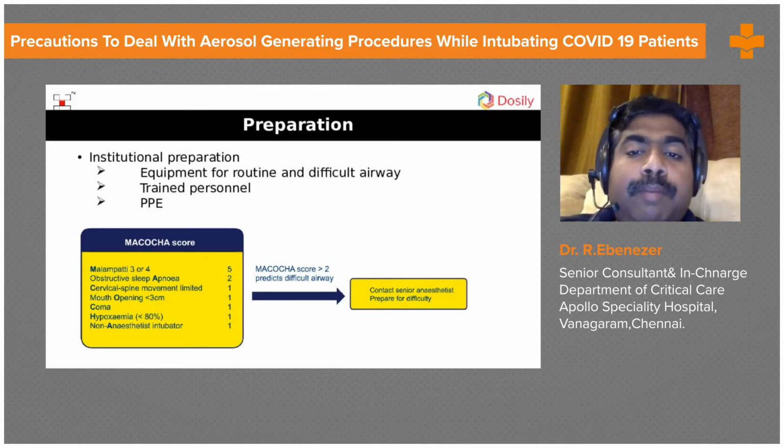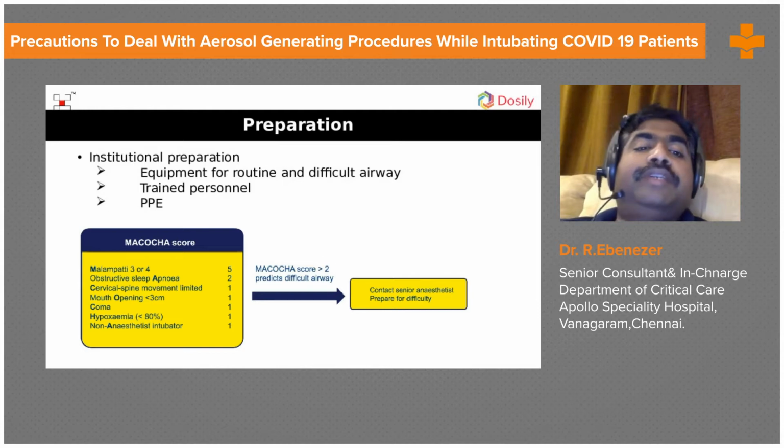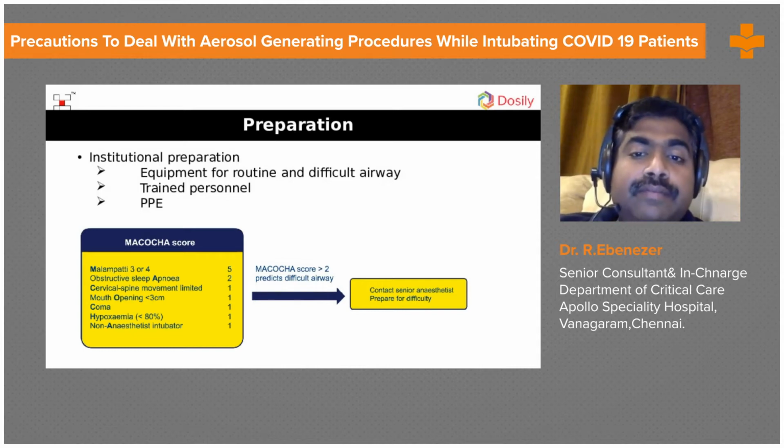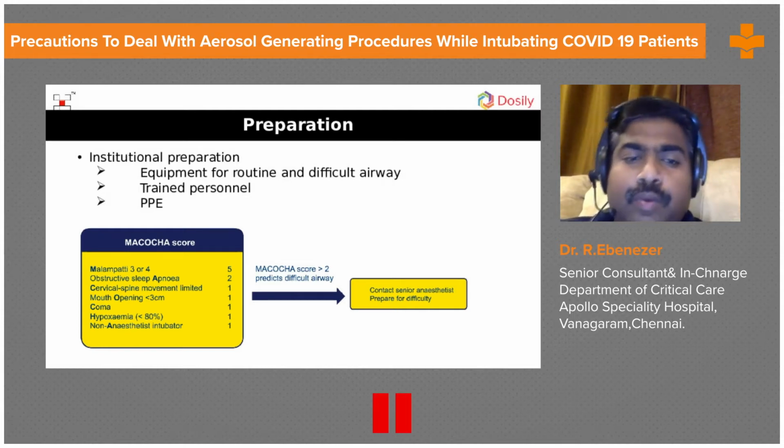So how do I prepare for a procedure of intubation? There has to be an institutional preparation. It is not enough that you yourself are prepared. Equipment for routine and difficult airways should be there. Trained personnel should be there. And PPE should also be available. That is also very important. We'll come to PPE one by one.